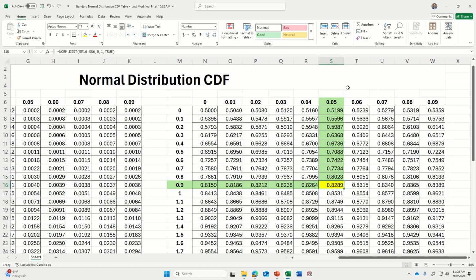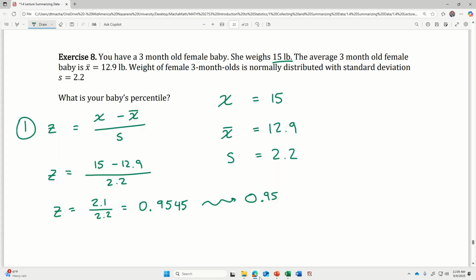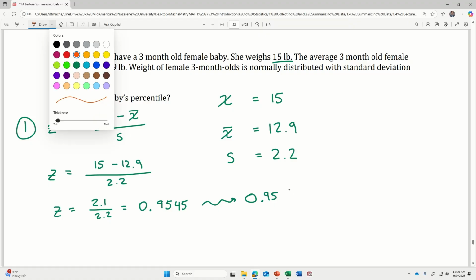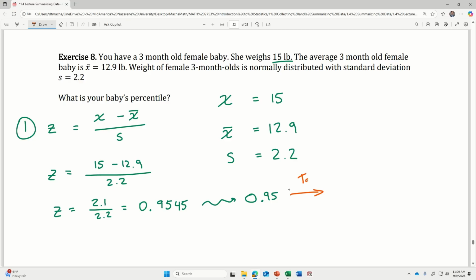And then at the intersection of that row and that column, this is our percentile, right? You use the z-score to look up the percentile. It's not given to you as a percent, it's given to you as a decimal. And so my decimal is 0.8289. After we looked it up in the table, we found that the decimal was 0.8289.